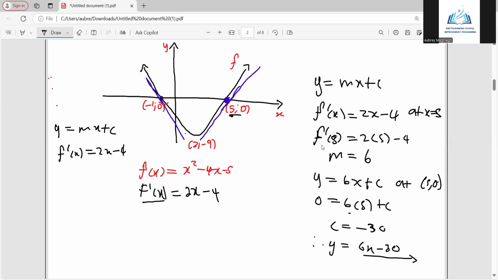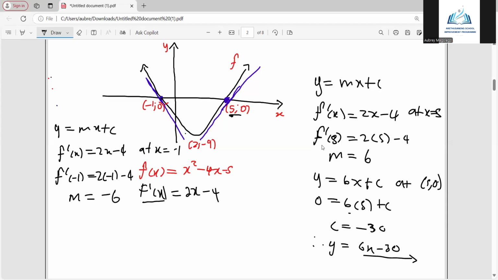I'm going to say at x is equivalent to -1. So it means now f prime of -1 is equivalent to 2 into -1 minus 4. There we go. So this is how we get the gradient of a tangent at a certain point. So m is equivalent to what? 2 multiplied by -1 gives me -2. -2 minus 4 gives me -6. It means the gradient of the tangent at that point is -6.